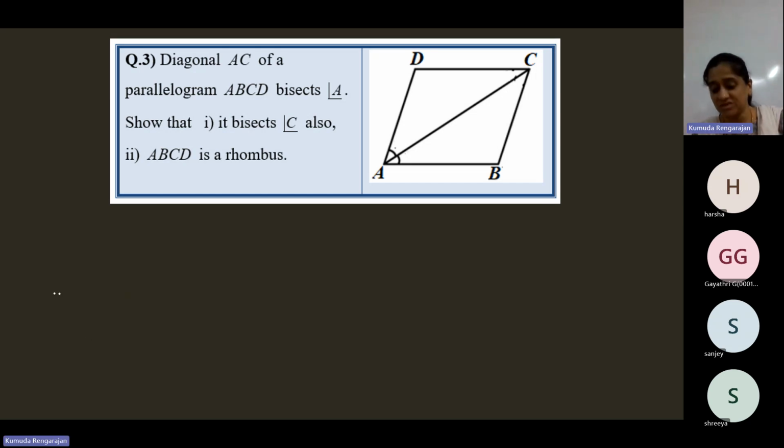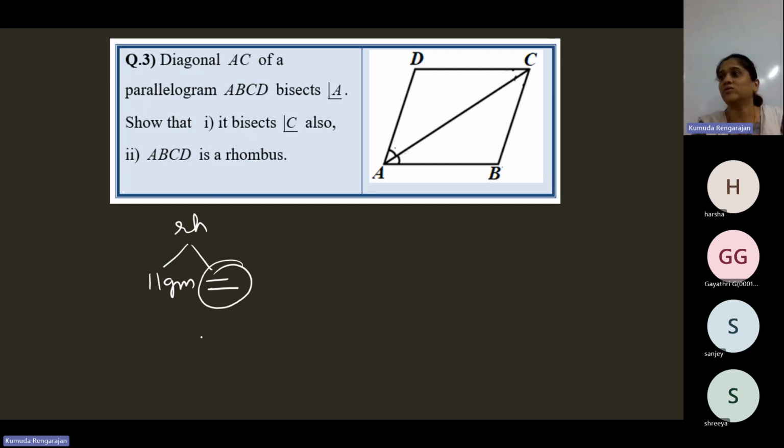Now you need to show that ABCD is a rhombus. Definition. Okay. How do you prove it's a rhombus? It should be a parallelogram, with all sides equal. It's already a parallelogram. So you just have to prove that all the sides are equal.